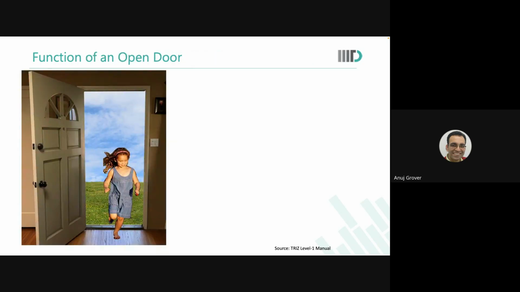So what is the function of an open door? What is the function of an open door? Huh? To let things go in and out. Okay. Is the child touching the door? So can there be a function between the child and the door?